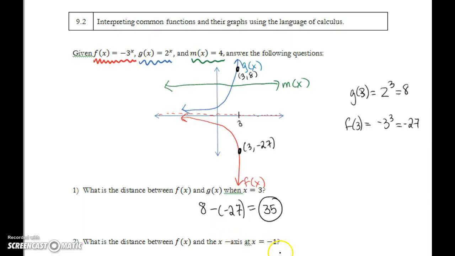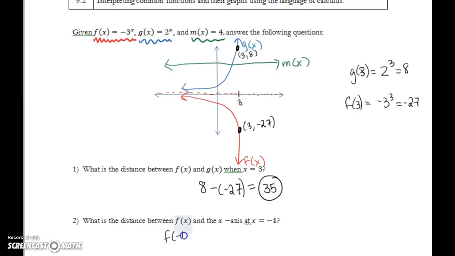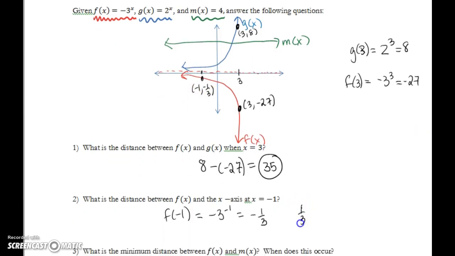The second question says, what's the distance between f of x, which is the red, and the x-axis at x equals negative 1? So let's evaluate f of x at negative 1 here. F of negative 1 is equal to negative 3 to the negative 1. And the negative makes this the 1/3, so this is negative 1/3. So this point here is negative 1, negative 1/3. How far is that from the x-axis? Well, the y value is negative 1/3, so it's 1/3 unit away.